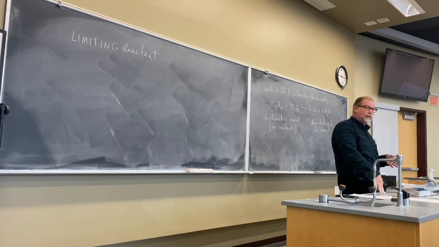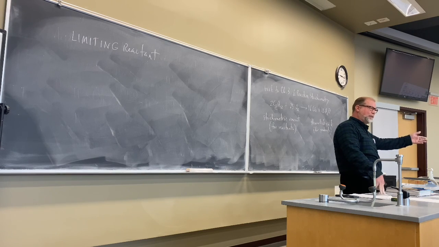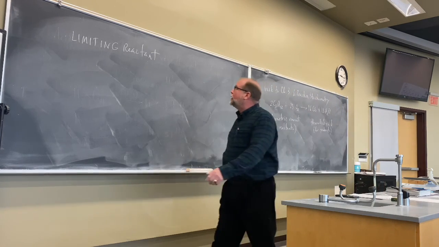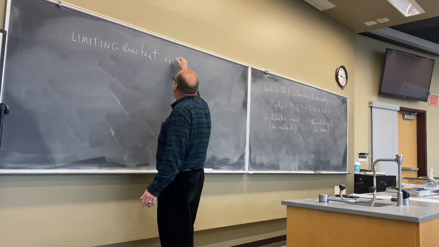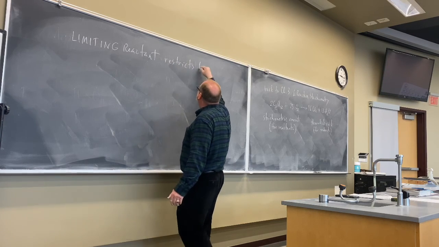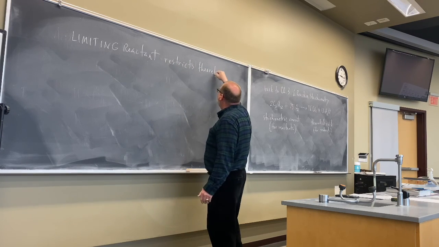A limiting reactant is the reactant in a reaction process that gets used up completely first. And when that limiting reactant runs out, then the reaction stops. It doesn't matter how much of any other reactant we have. It doesn't matter how much product we need to make. If we run out of the raw ingredients, then the reaction stops. So the limiting reactant restricts the theoretical yields that will be achieved.